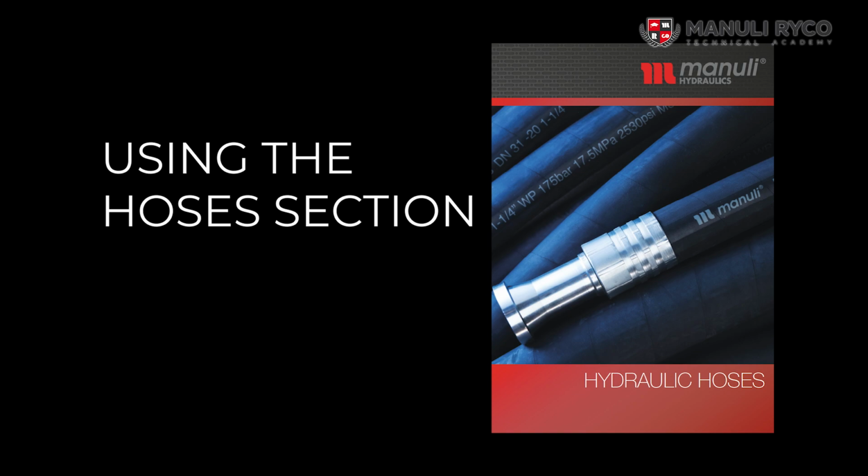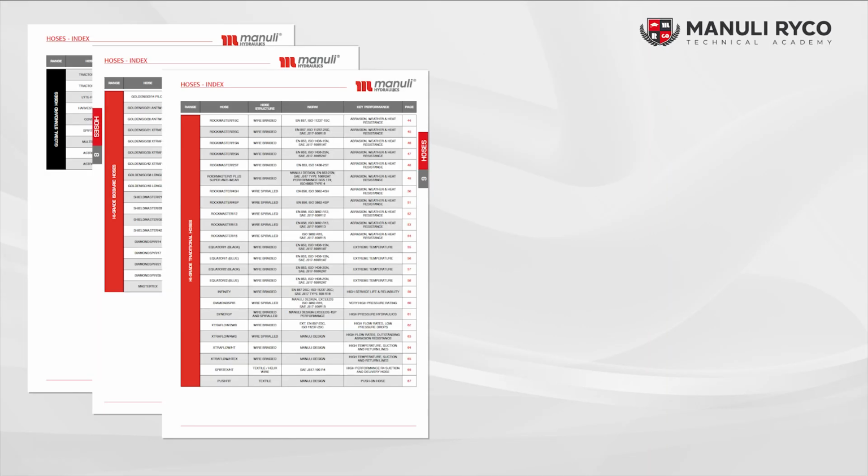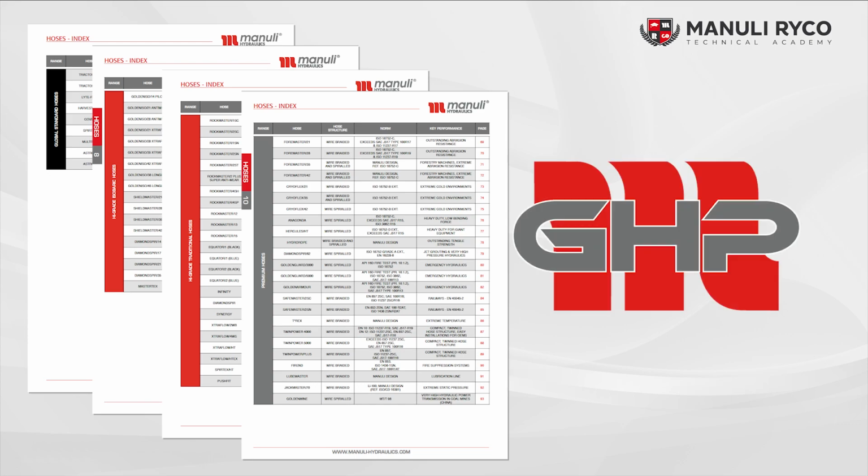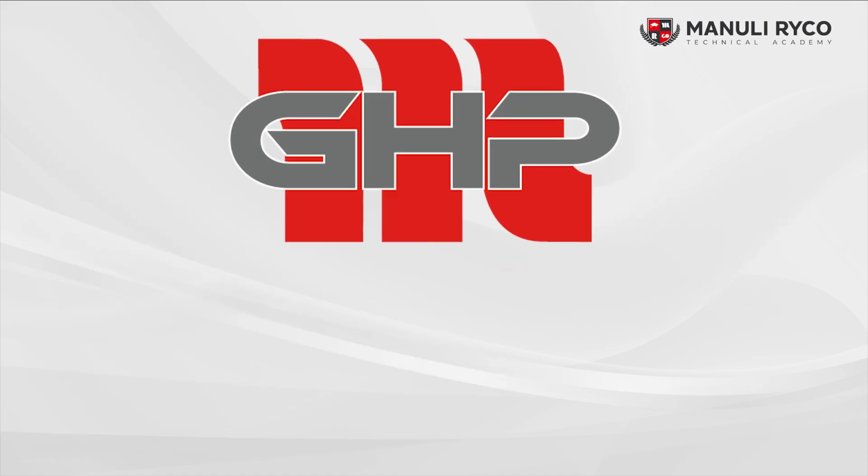Using the Hoses section. The Hoses section index contains a complete list of hose families arranged according to the Manuli Hydraulics GHP categorization system. The GHP categorization system is made up of three sections: Global Standard, High Grade and Premium.